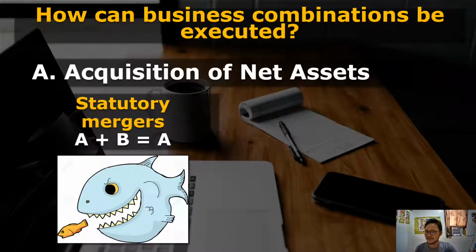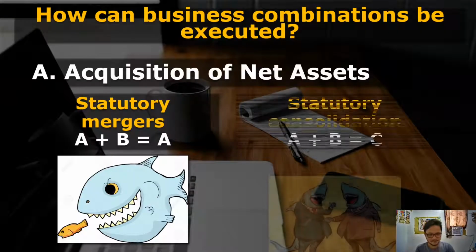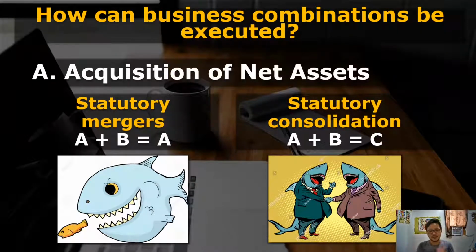So, the second variant of acquisition of net assets naman, it's statutory consolidation. Statutory consolidation is more of a cooperative effort. So, nagko-cooperate dito. Si A and B will become C. A plus B is equal to C. Sir, paano nangyari? Okay, ganito. A and B, they will both dissolve. Itatransfer nila ang mga assets and liabilities nila to C.